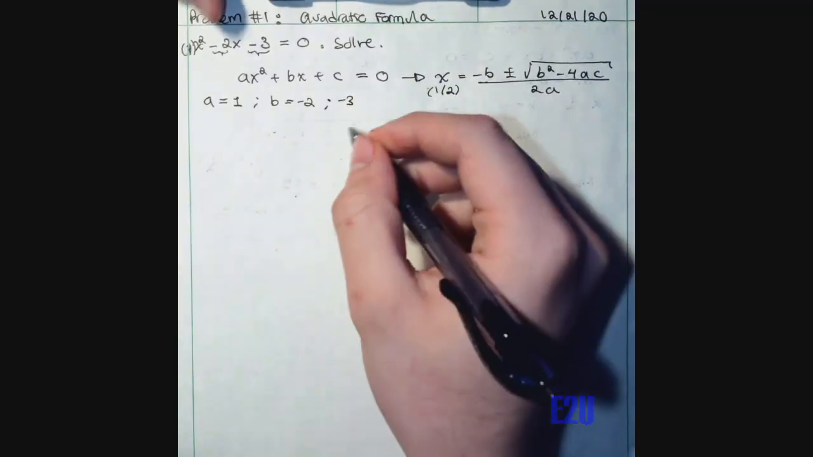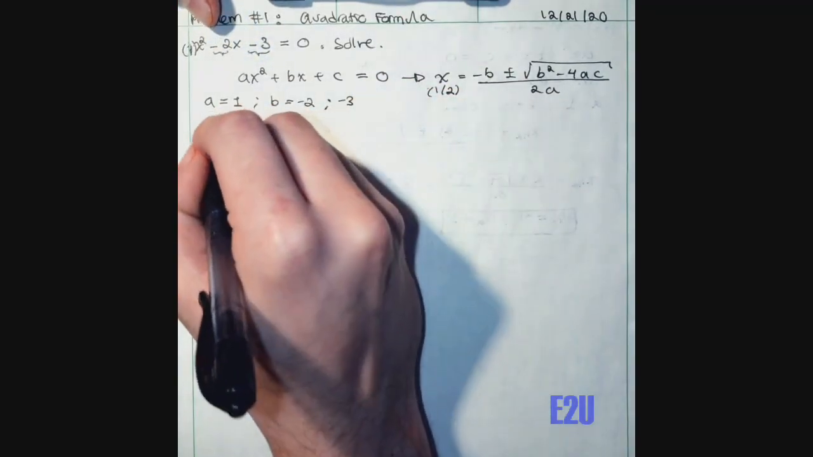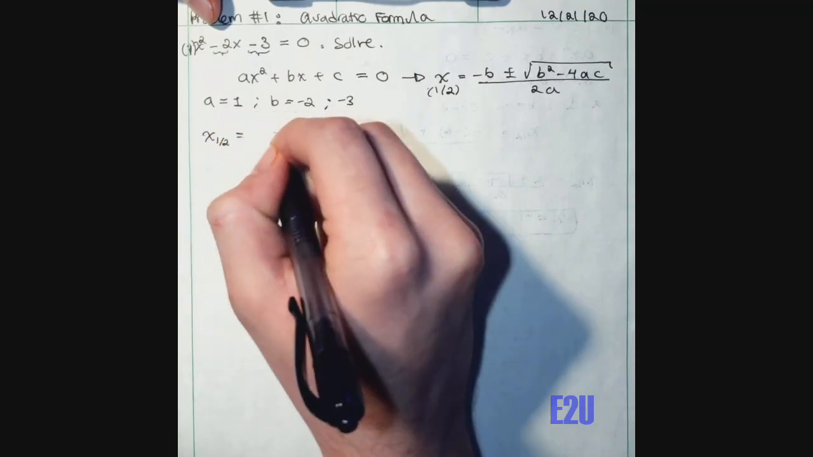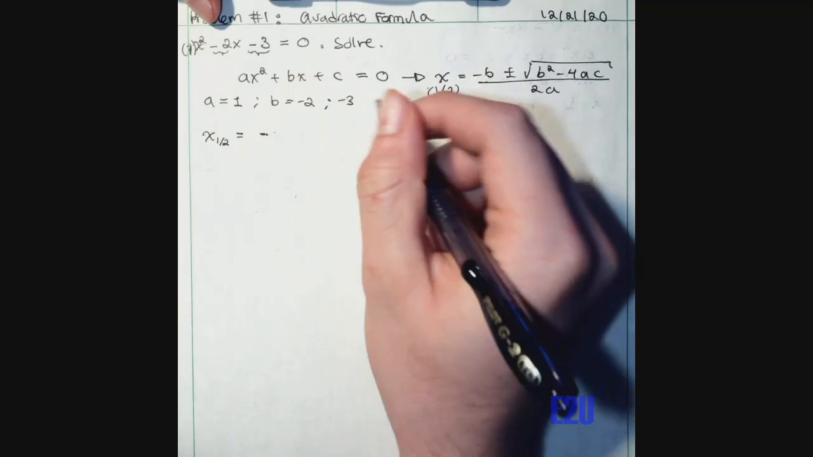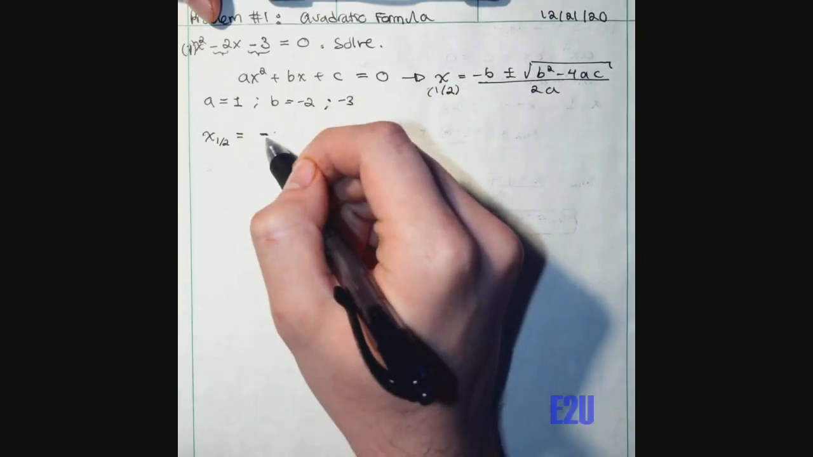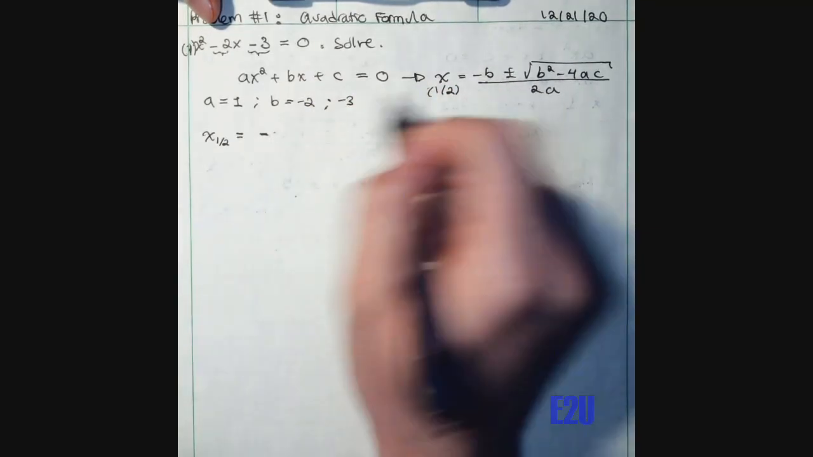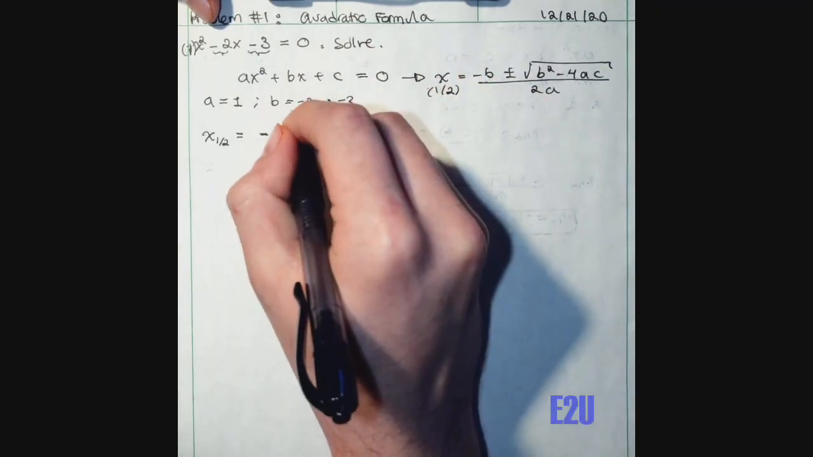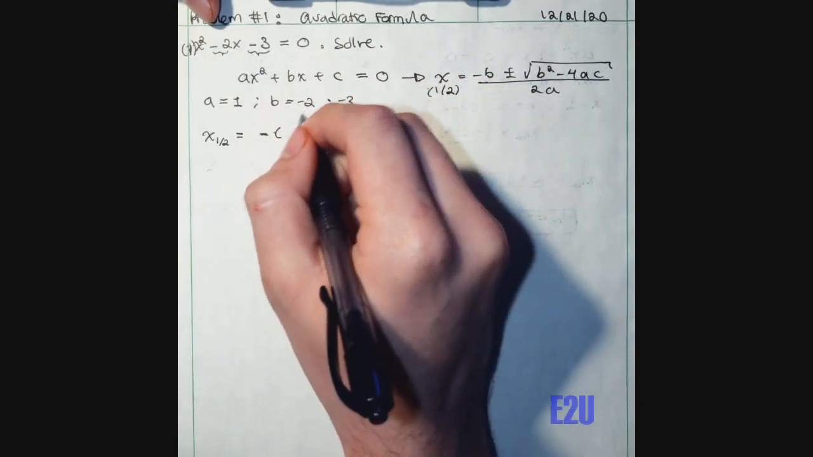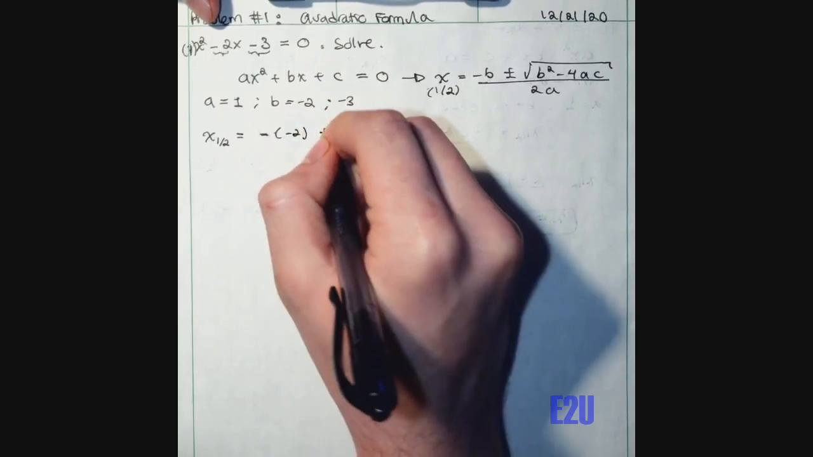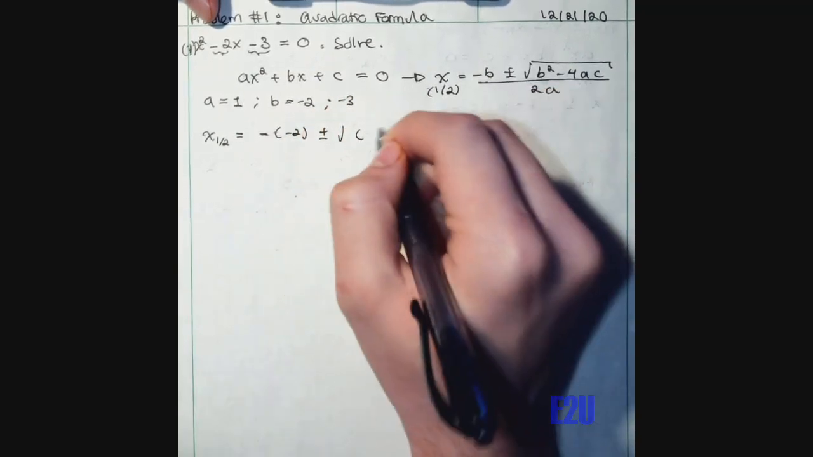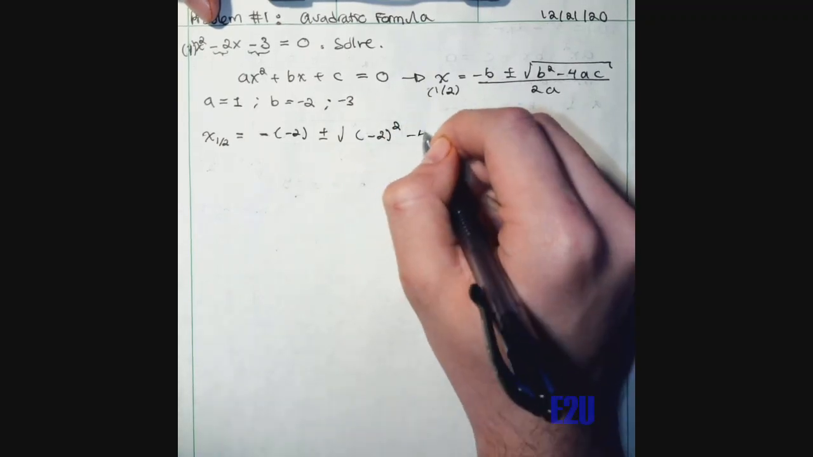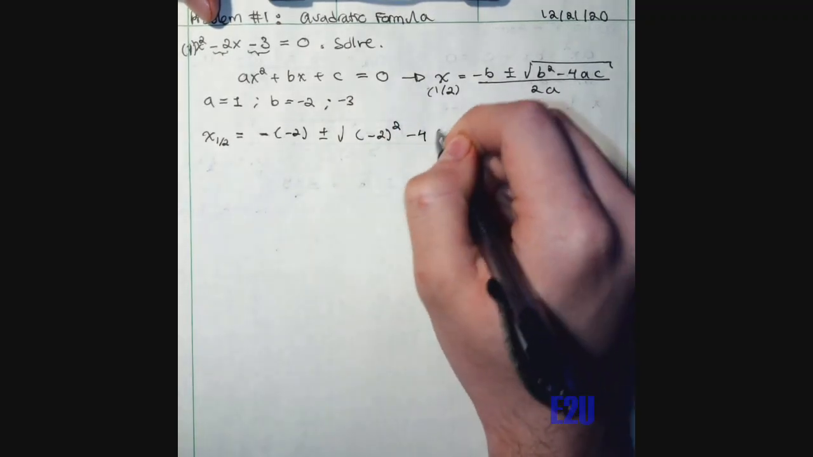After that, we're just going to substitute. So x sub 1 and 2 is going to be the same as minus. This minus is part of the formula, so don't skip this minus. It's part of the formula. Minus, and you just plug in the values. Minus 2, plus and minus, b, which is minus 2, squared, minus the 4. 4 is part of the formula.